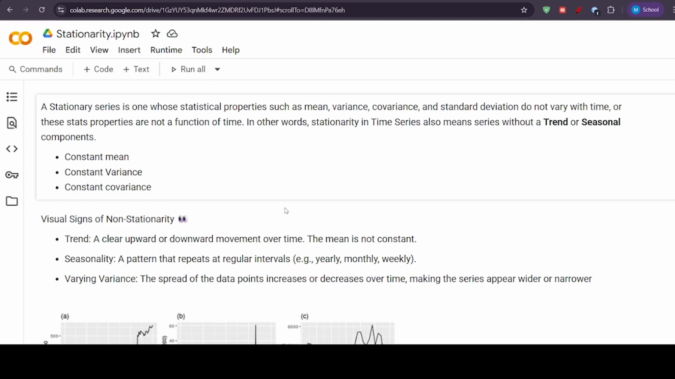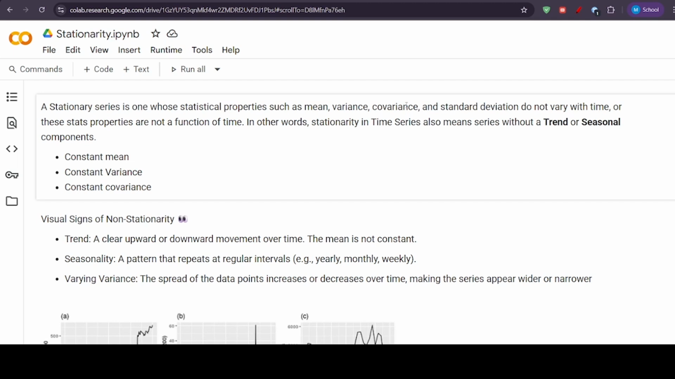Hello all. So in this lecture, we'll see what is stationarity. A stationary series is one whose statistical properties such as mean, variance, covariance, and standard deviation do not vary with time, or these stats properties are not a function of time. In other words, what we want is stationarity in time series, which also means that there is no trend, there is no season also.